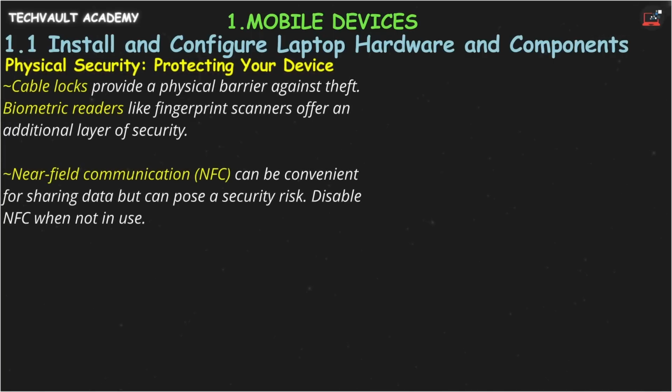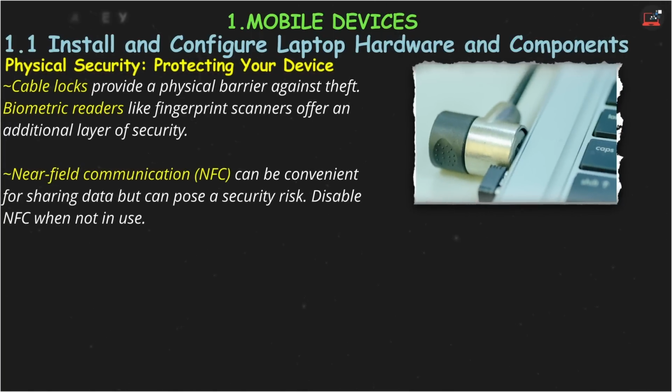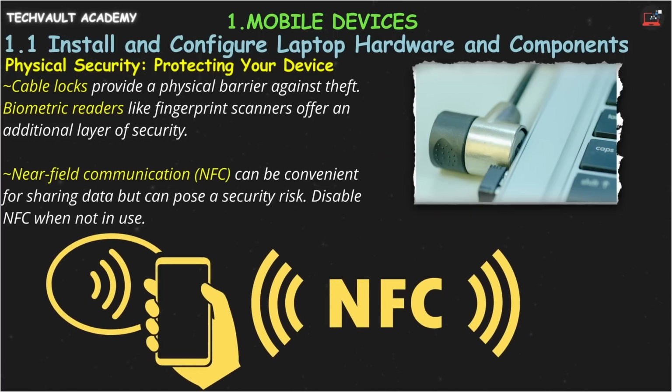Physical security. Cable locks provide a physical barrier against theft. Biometric readers like fingerprint scanners offer an additional layer of security. Near-field communication, NFC, can be convenient for sharing data but can pose a security risk. Disable NFC when not in use.